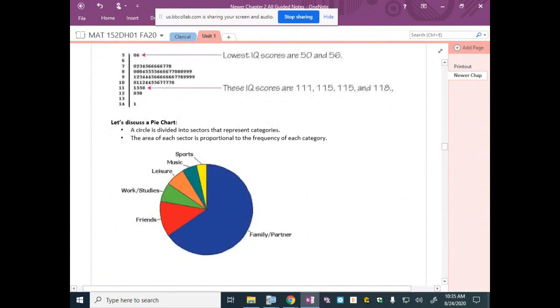A pie chart is a circle divided into sectors that represent categories, and the area of each sector is proportional to the frequency of each category. Now, how many degrees would be in a complete circle? 360. Now, some teachers would actually do these with protractors. See, I'm not that insane about it. I mean, if you estimate nicely, yeah.